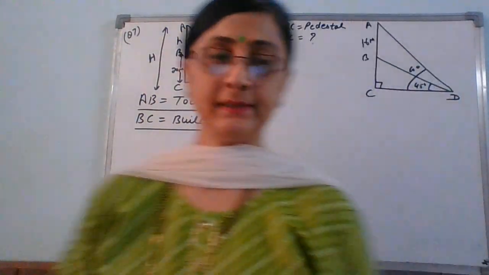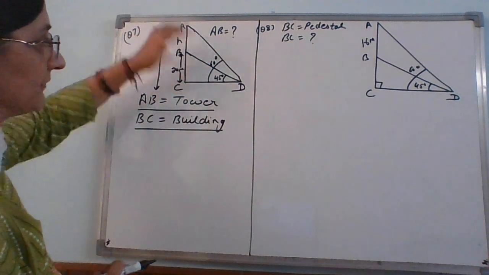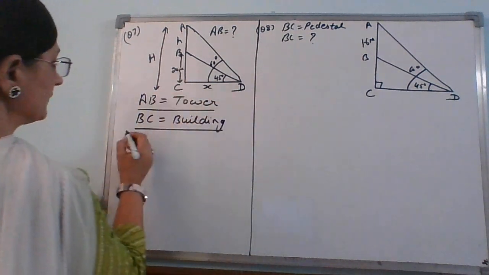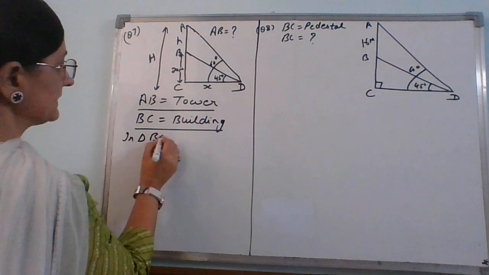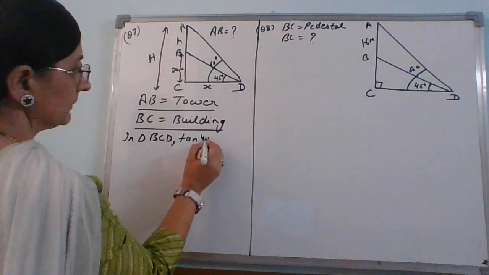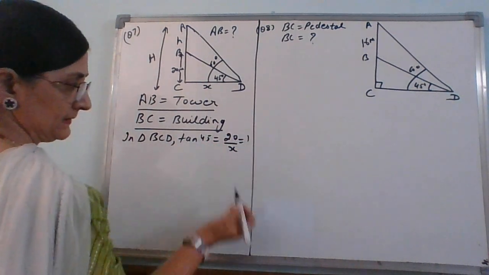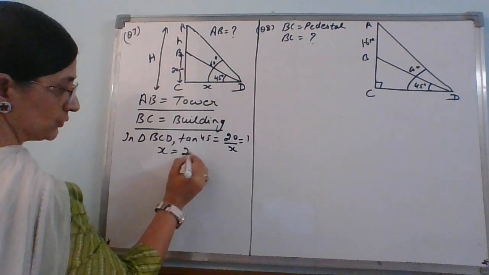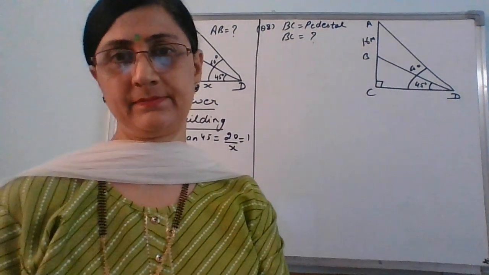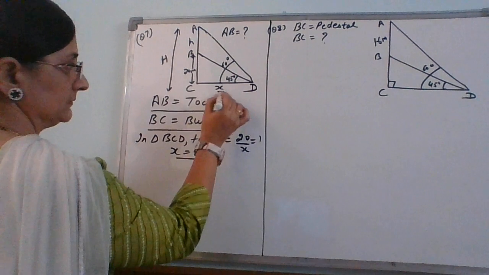Here, this one, we have to find the height of the tower. We have the height of the building. We have the angles, right? Now let CD be X. In triangle BCD, tan 45 will be equal to perpendicular upon base, 20 upon X. Tan 45 is 1, X goes there, so the value of X becomes 20. So we have found the value of X is 20 meters.